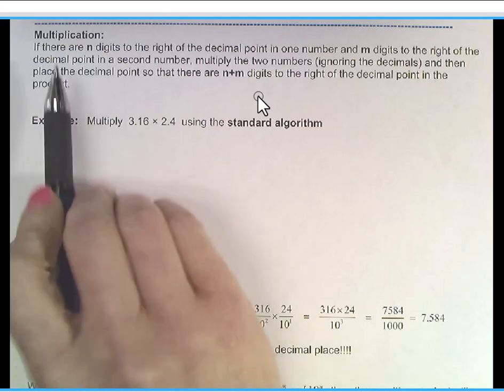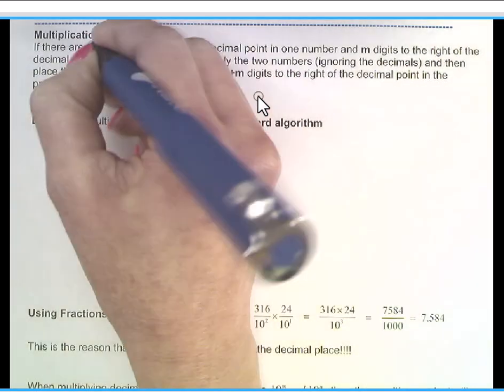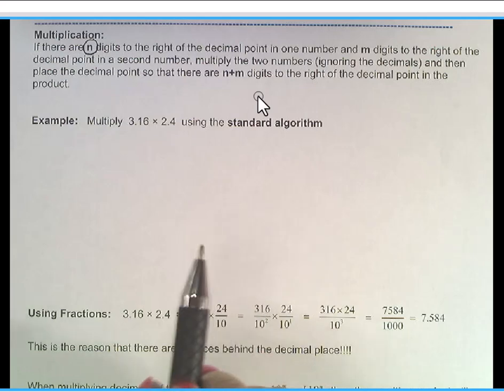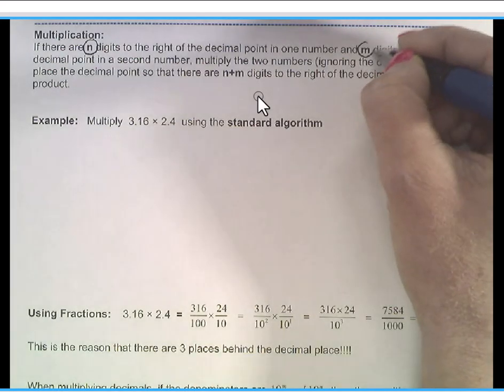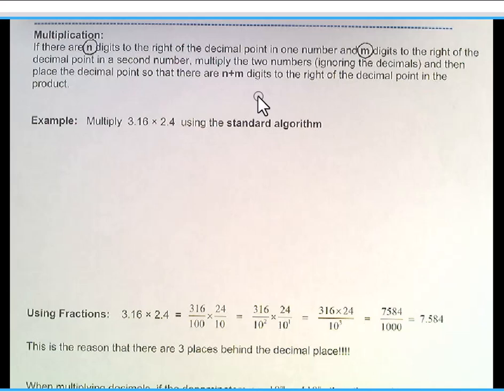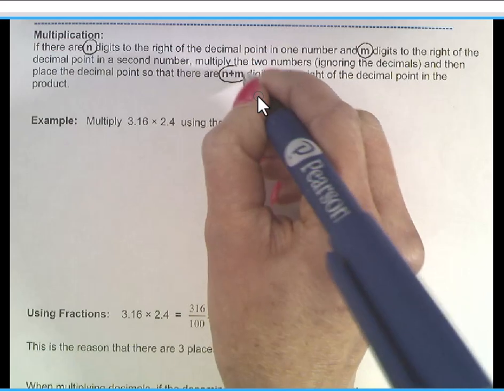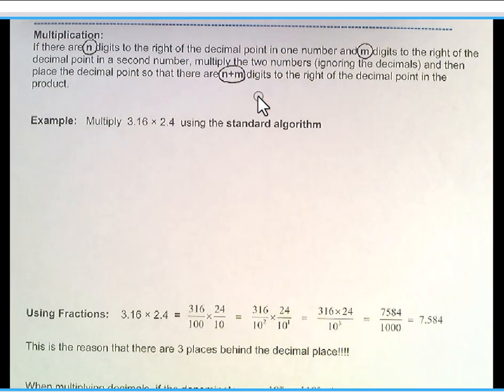There's a rule about where the decimal goes, and I'm going to explain it through this next example. It says if there are n digits to the right of the decimal point in one number, and m digits to the right of the decimal point in the second number, you just multiply the two numbers together, ignore any decimals, and pretend they're whole numbers. Then at the end, you place the decimal point so there are n plus m digits to the right of the decimal point in your final answer.